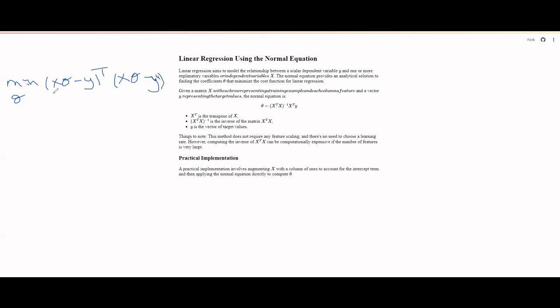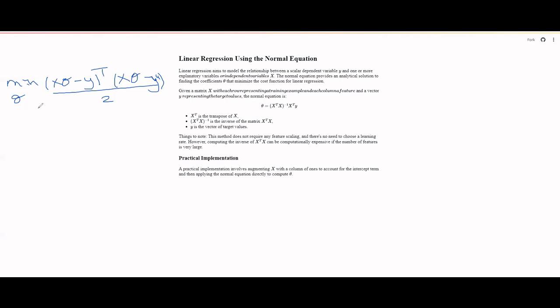And some people just put all of this divided by 2 or multiply by 1/2. It's fine either way because a constant is not going to change the result of the optimization problem. But for completeness' sake, I'm just going to put it here. So how do we find this?